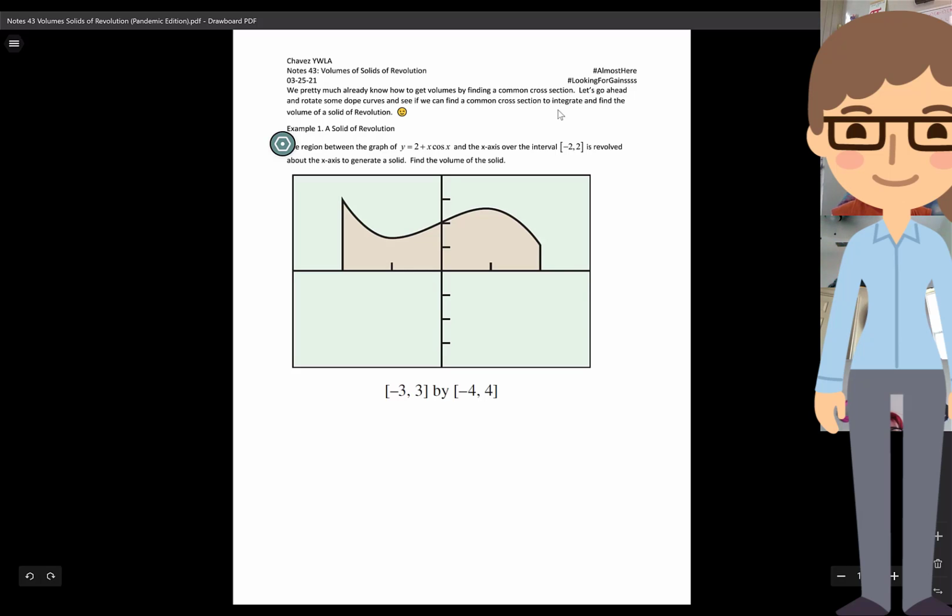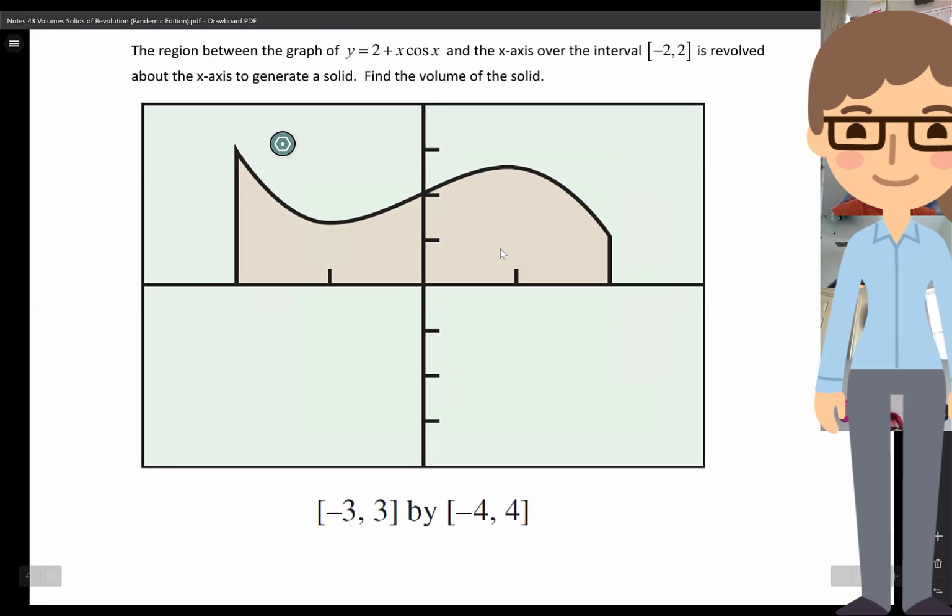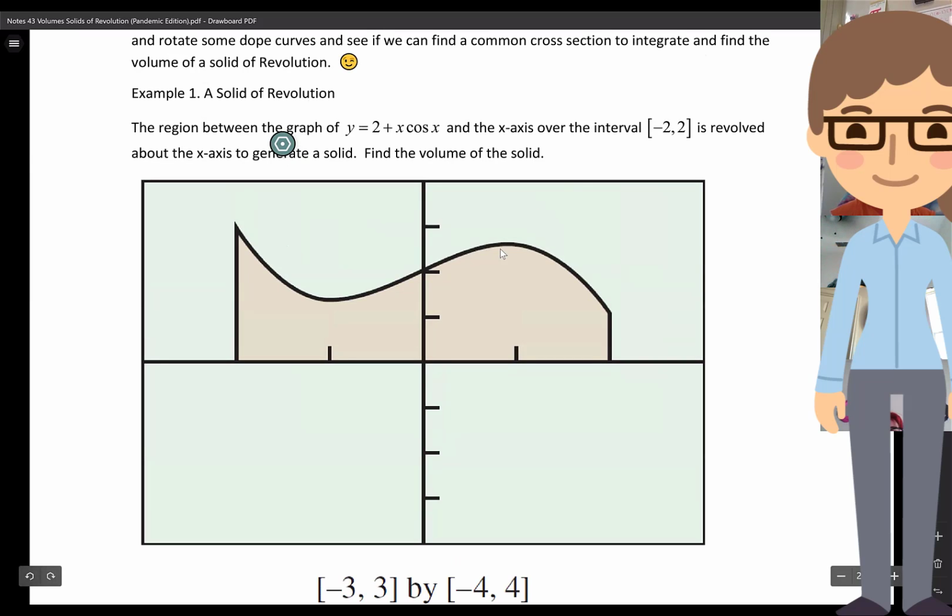And we can find a common cross section by integrating the volume of this solid of revolution. So let's see if we can visualize what this looks like if I rotate it. Where am I rotating this? I'm rotating this about the x-axis. So here's what you do. When you rotate this about the x-axis, I'll put a little arrow here like that. So imagine that's like a spindle.